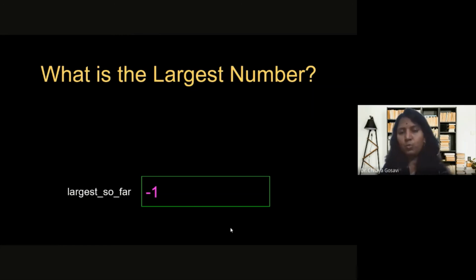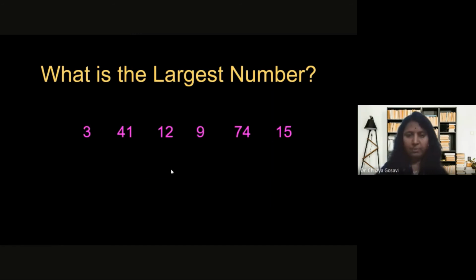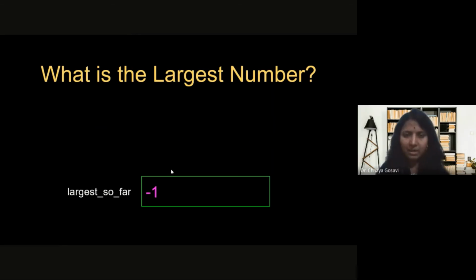So largest so far is -1. This is my initial condition. Then the first element from this list is 3. If this 3 is greater than the largest number, then we have to replace the largest number with the current number. So the current number is 3. Yes, 3 is greater than -1. So the largest number so far is 3. Next number is 41. 41 is greater than 3, so we are replacing 3 with 41. 41 is the largest number.